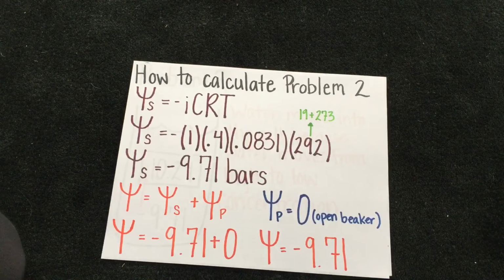Okay, so same thing. Let's calculate solute potential. I is going to be -1. The concentration is going to be 0.4. The rate is going to be 0.0831, and the temperature is going to be 292. You get -9.71 bars. After you multiply, add -9.71 plus 0. The beaker is open, and now your water potential is -9.71.